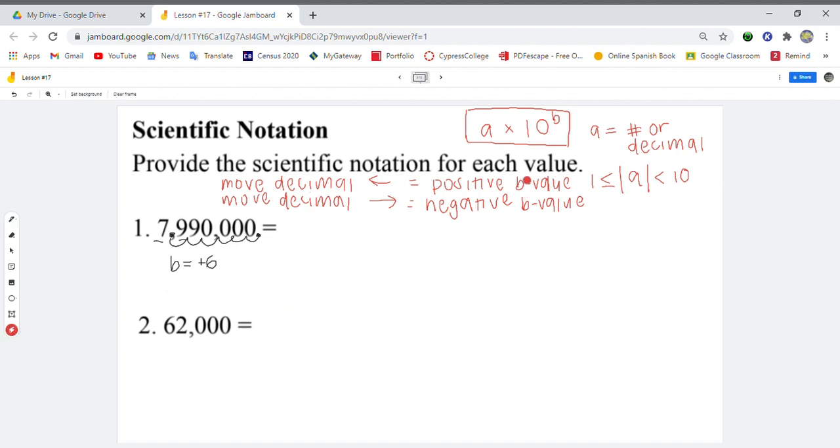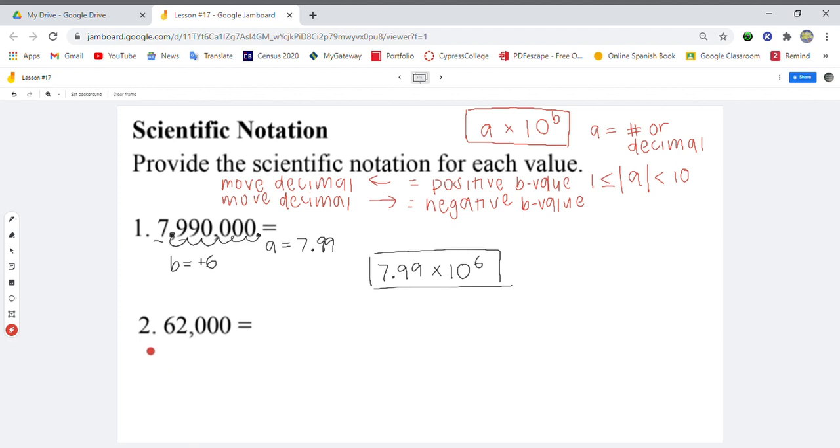Now the a value is what is left after you move the decimal. So after we move the decimal, we are left with 7.99. This is our a value. So to write it in scientific notation, it will be 7.99 times 10 to the 6th power. And that's basically it. The b value is how many times you move the decimal, and depending on if you move it left or right, it'll be positive or negative. And the a value is what's left after you move the decimal.